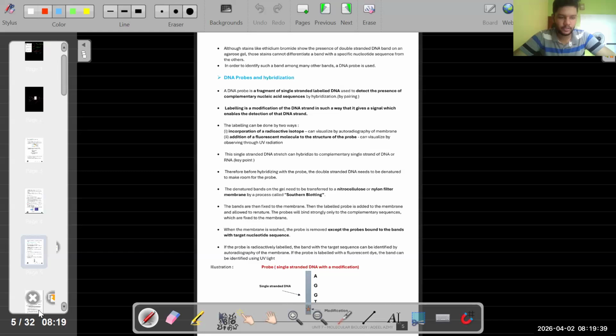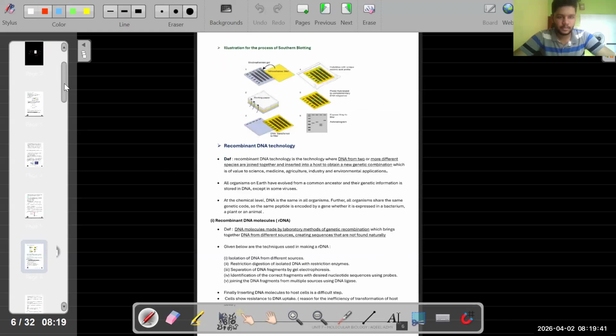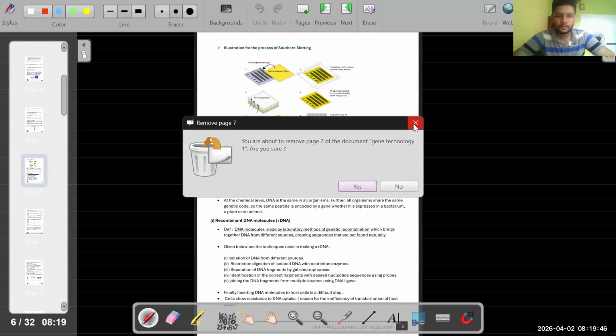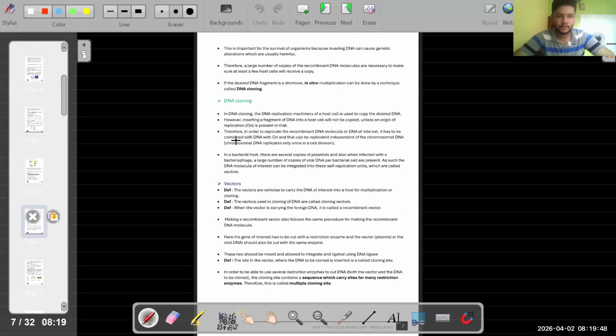DNA cloning. Recombinant DNA. DNA cloning was discussed. Vectors. DNA cloning means it is similar to the DNA replication machinery. It is mainly used to copy the desired DNA. It is similar to the DNA replication process, but it is taking place within a host cell. That is the thing.